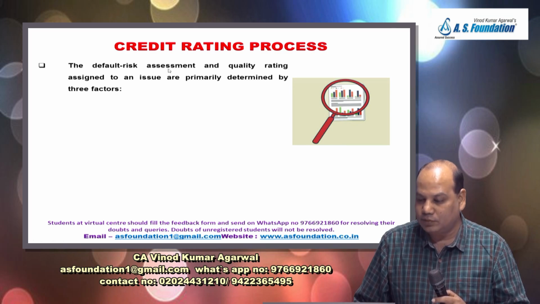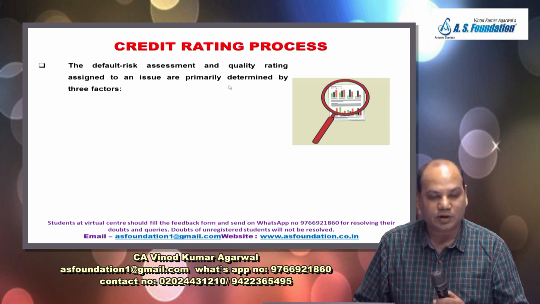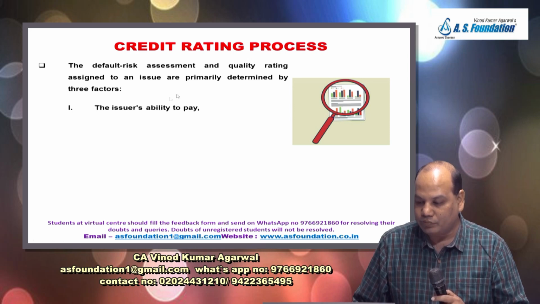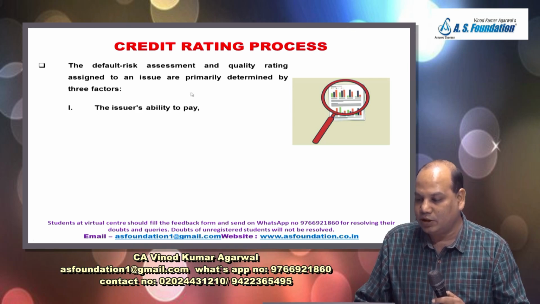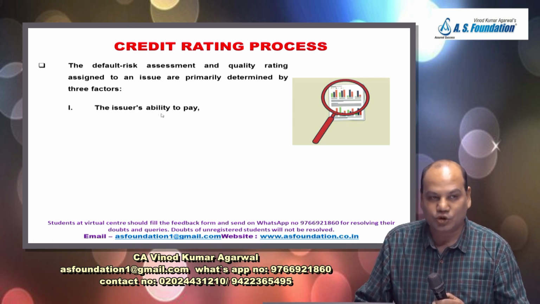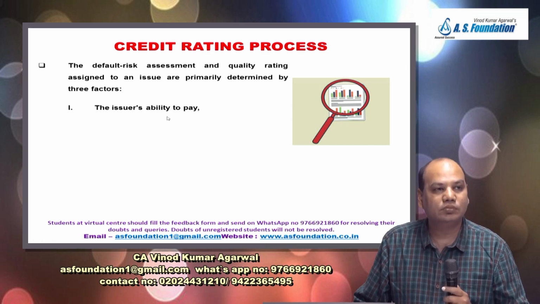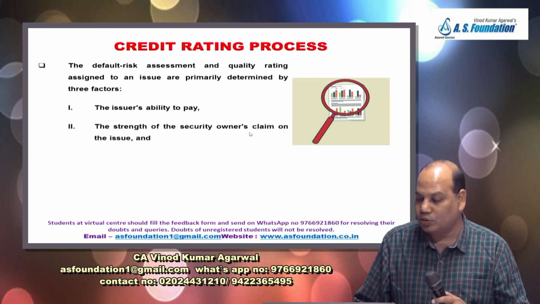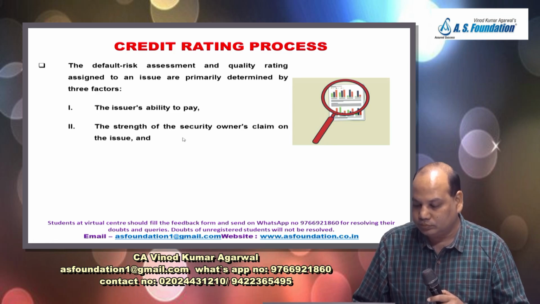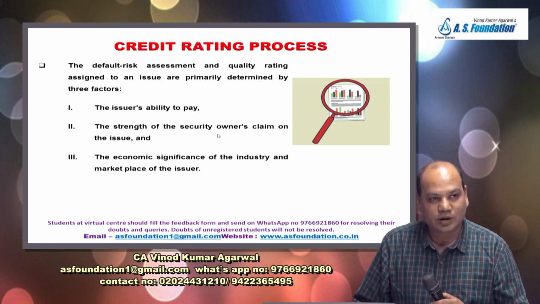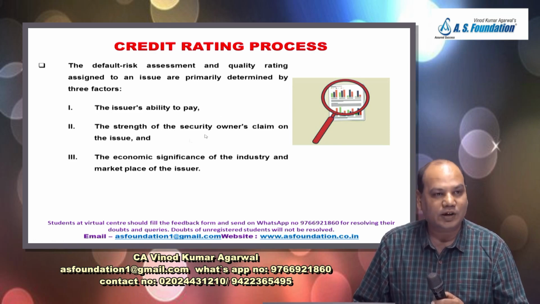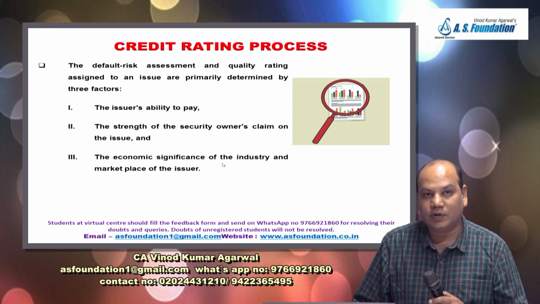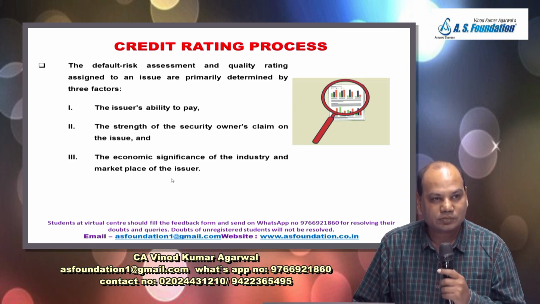So the default risk assessment and quality credit rating assigned to an issue are primarily determined by 3 factors. What the credit rating companies do when they are credit rating an instrument, they are checking one, the issuer's ability to pay, because accordingly the rating is given, and the strength of the security owner's claim on the issue. Can the security owner, that means the investor, claim the assets of the company, and the economic significance of the industry and the marketplace of the issuer?